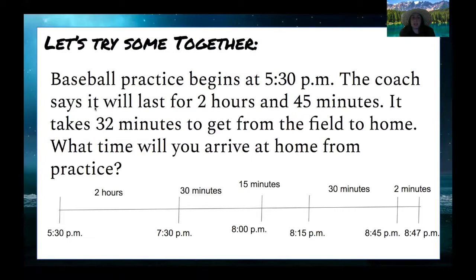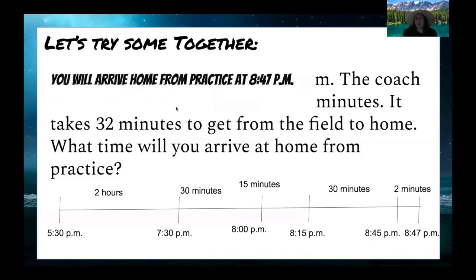All right, so now I'm tackling the 32 minutes, the second part. So from here I have 8:15, 30 minutes is 8:45, and then I still have my 2 minutes to take me to 8:47 p.m. So could you have done your minutes first? Absolutely. Many different ways you can break this problem apart. This is how I chose to do it. It is not the only way. Our answer, you will arrive home from practice at 8:47 p.m.